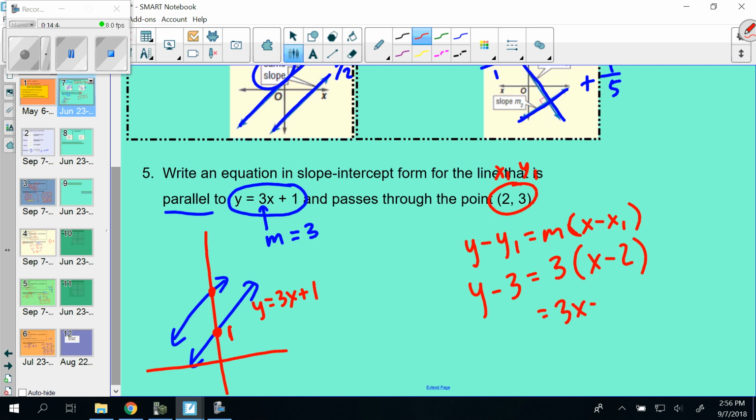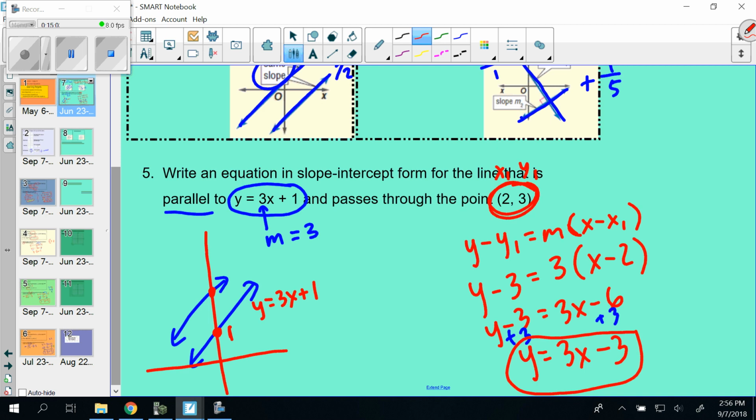Distribute and add 3 here and we get y equals 3x. Adding 3 to -6 would give us -3. So y equals 3x minus 3 is the line parallel to the other one that also goes through the point over here. And you could show that by graphing as well.